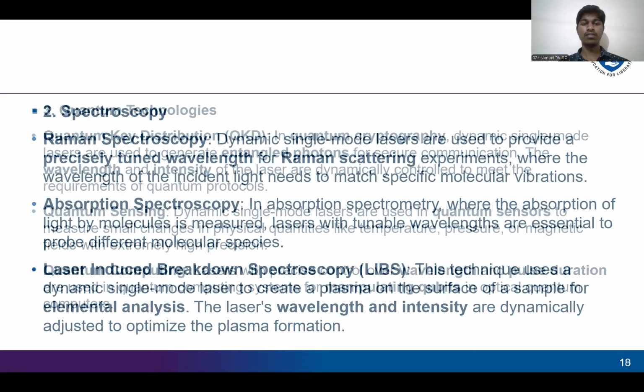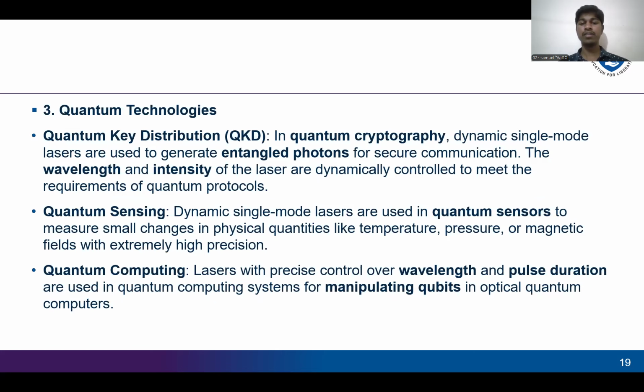Quantum technologies. Quantum key distribution. In quantum cryptography, dynamic single mode lasers are used to generate entangled photons for secure communication. The wavelength and the intensity of the laser are dynamically controlled to meet the requirements of quantum protocols.